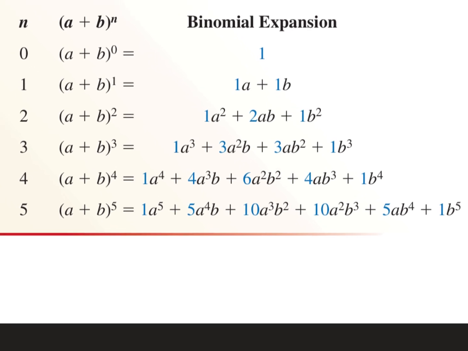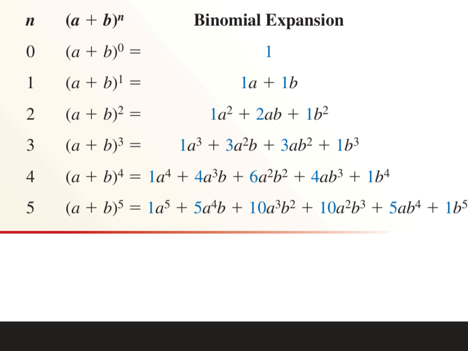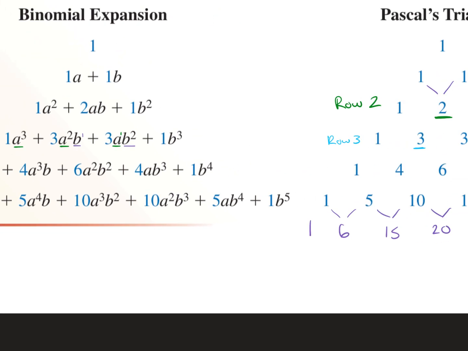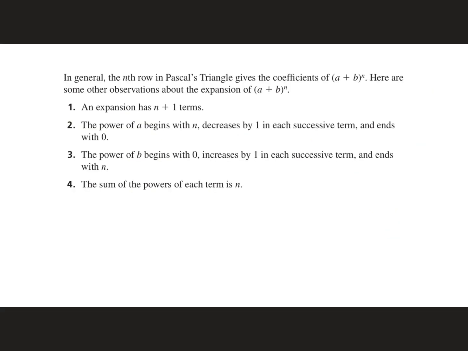If I have, let's look at the 3rd row. So A plus B to the 3rd power. We start with A to the 3rd power, then go A squared, then A to the 1st power, then lastly we have no A. B, just like before we said ascend, so it goes up. We start with no B, B to the 1st power, B to the 2nd power, B to the 3rd power. And we use the coefficients as 1, 3, 3, 1, like we have from row 3 of our triangle.